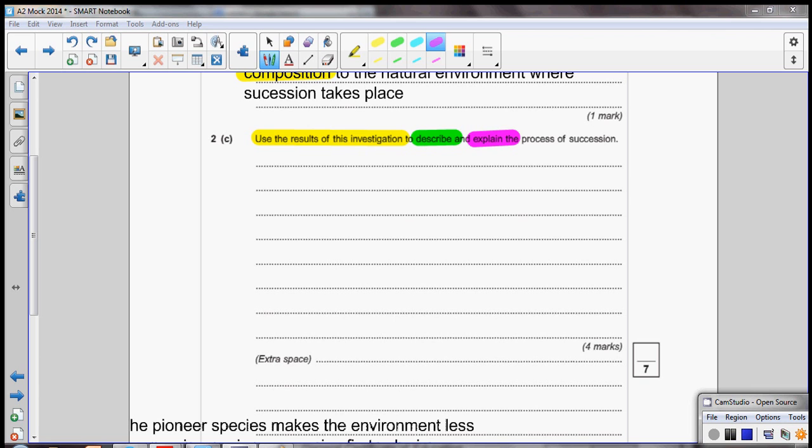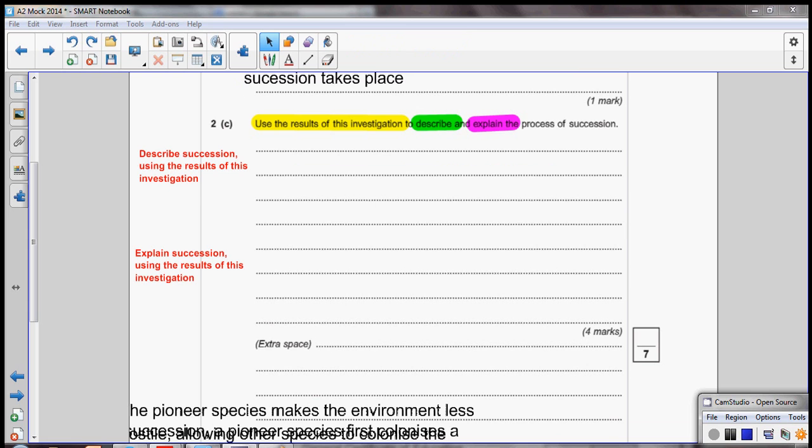investigation. If we're going to use the results of our investigation, we're going to have to be referring back to that graph on the previous page, and we're going to have to be using the names of those species. We're also going to have to try and explain what's going on as well as describing. So that means that somewhere in our answer we should have the word because.